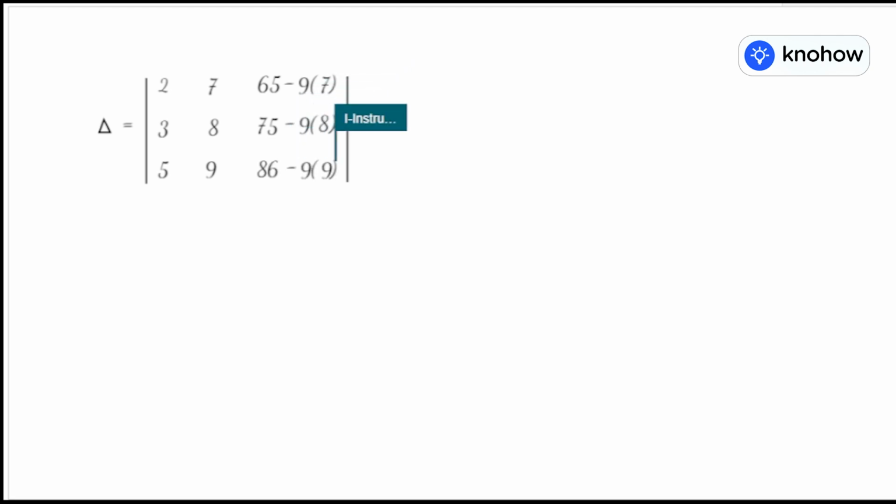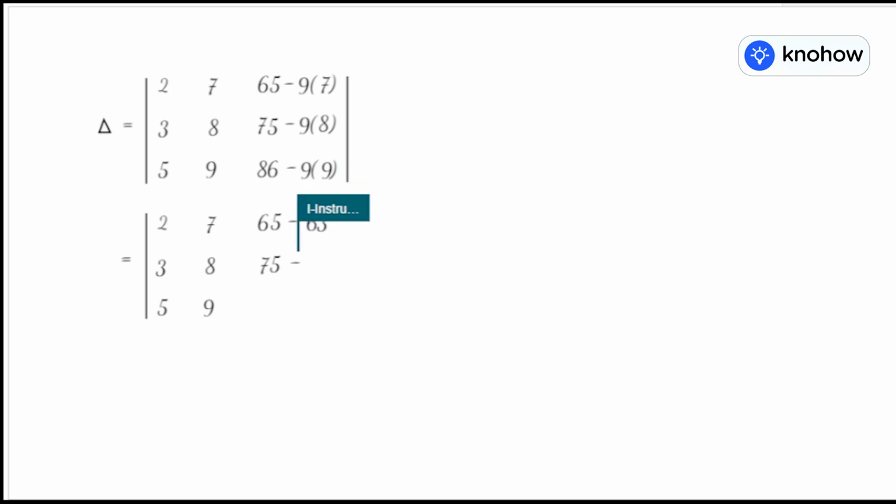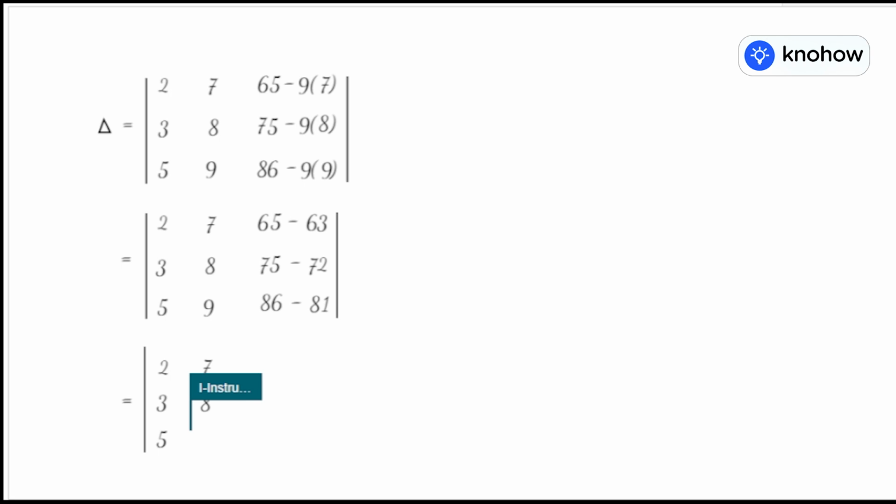So what do you get? You get the first two columns, 2, 3, 5, 7, 8, 9 as such. And here you get 65 minus 63, 75 minus 72, and 86 minus 81. So in the next step you get 2, 3, 5 are the elements of column 1, 7, 8, 9 that of second. And what are the elements of third column? 65 minus 63, 2, 75 minus 72, 3, and 86 minus 81 is 5. And now we got the value of determinant 0.